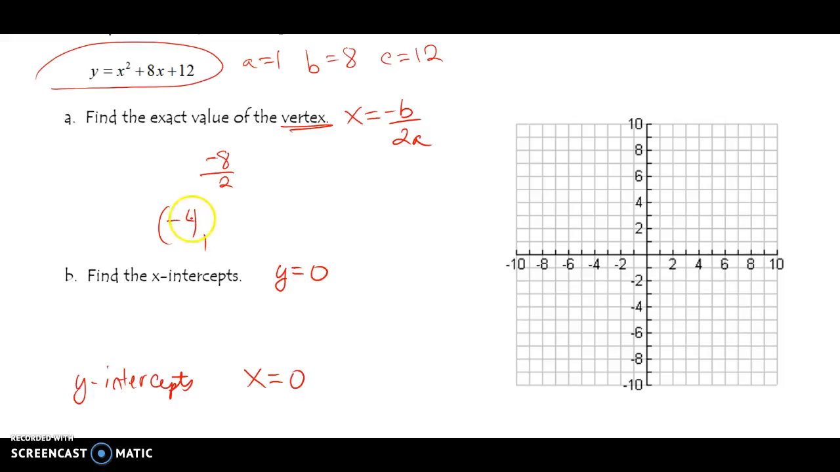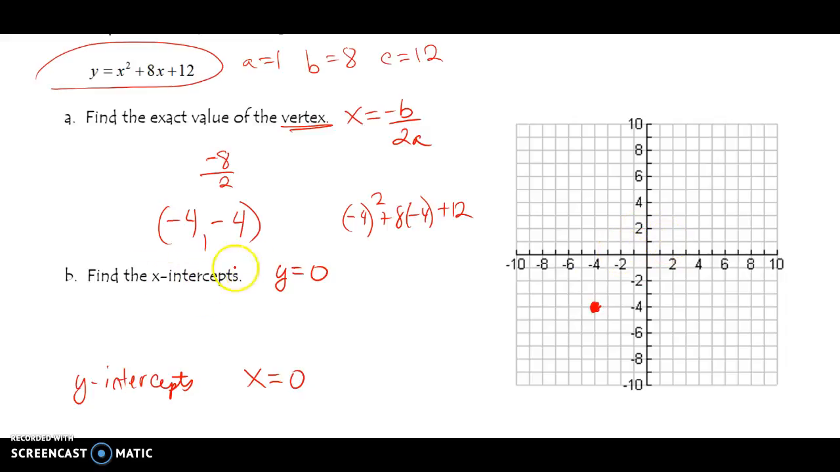Now we need the y-coordinate. To find that, we evaluate this using negative 4 for x. So we would do the math: negative 4 squared plus 8 times negative 4, and then add 12. So we're going to get 16 minus 32, which is negative 16, plus 12 is negative 4. So that's the vertex, at negative 4, negative 4, which I'll plot right here because I'm eventually going to have to graph this. We know this parabola is opening up, so that's going to be the lowest point.